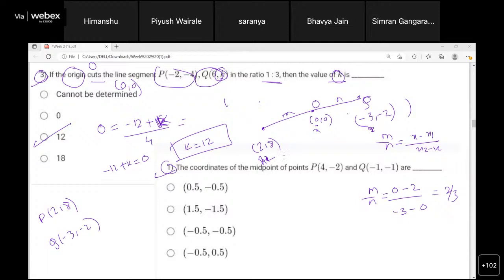The ratio in which the origin cuts the line segment, in the form m is to n. The answer is the origin does not lie on the line segment. It is given to us that the origin cuts the line segment, right? So that's why we assume that it cuts the line segment.